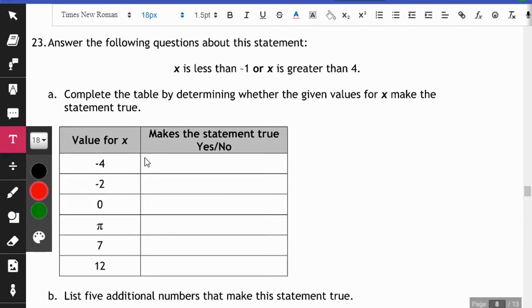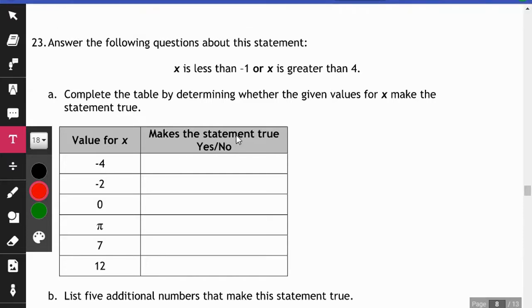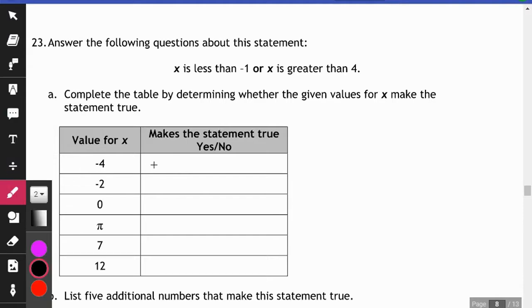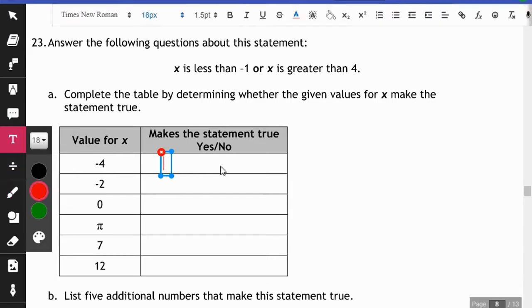Okay. If X were -4, would that be less than or greater than 4? Here we'll type it in. X is less than 4. Why? Because -4 is less than 4. How about -2? X is still less than 4. We're agreeing so far. 0 is also less than 4. Well, pi. Is pi less than 4? Yep. Pi is 3.14. That's less than 4.